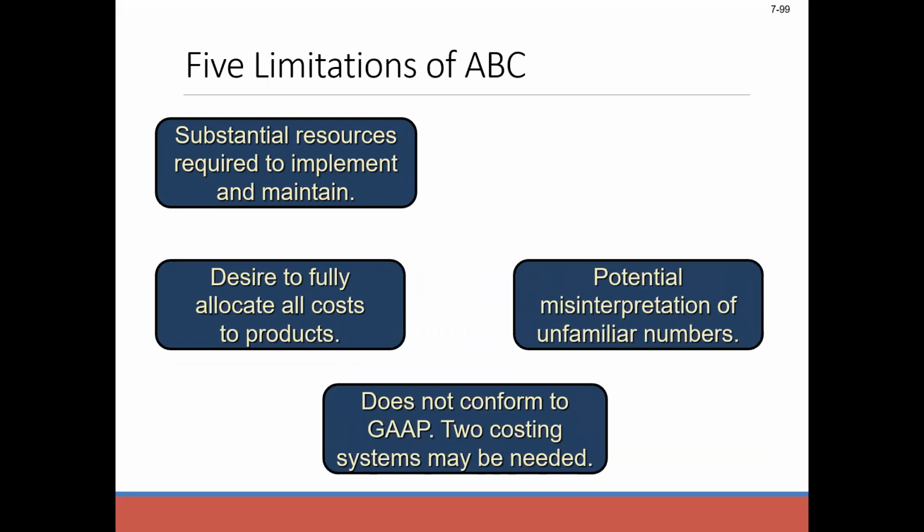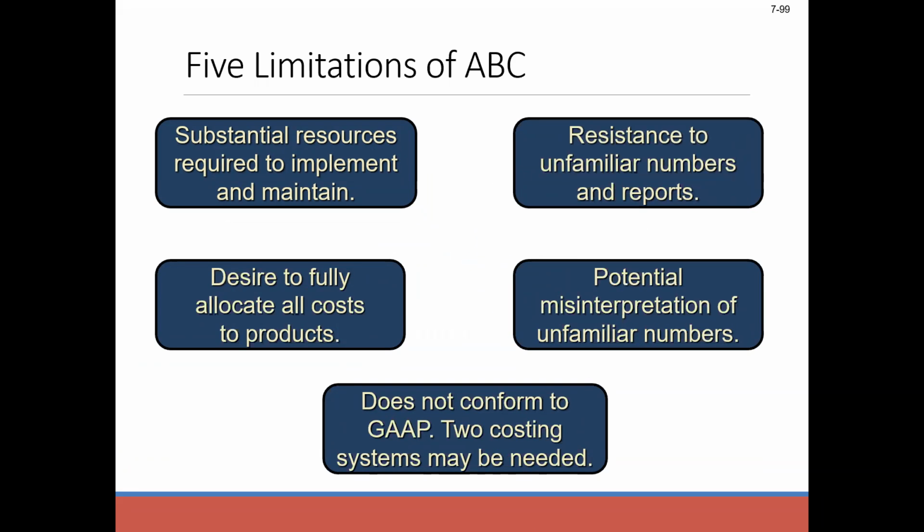Now, ABC's got its limits. It costs money to implement it. The desire is to fully allocate all costs to products. You can't always do that. There can be misinterpretation of numbers that aren't familiar. And there's resistance to unfamiliar reports. You've got to use the traditional method anyway, or another method anyway, since it doesn't conform to generally accepted accounting principles. So it's redundant.